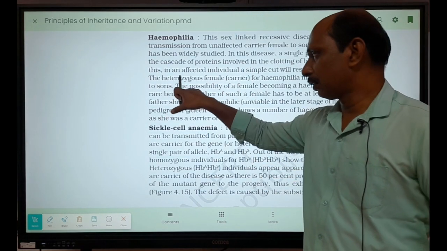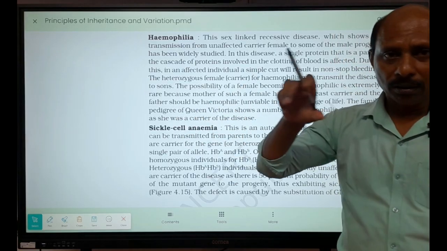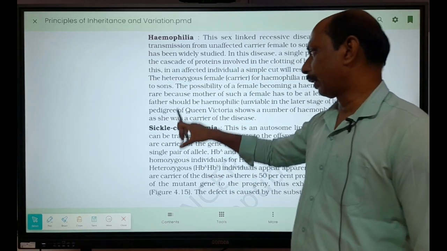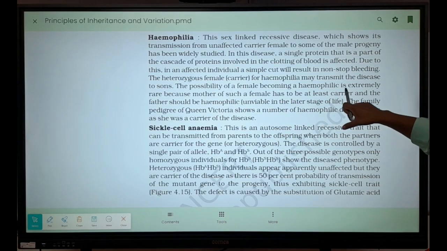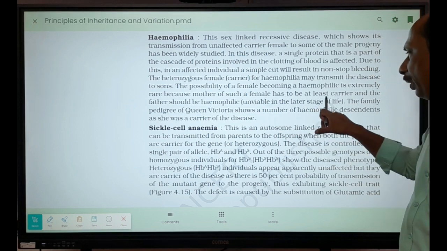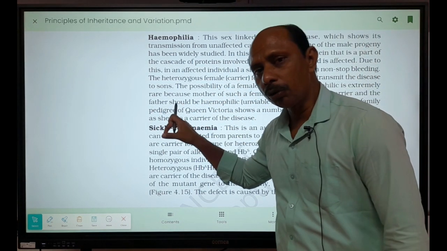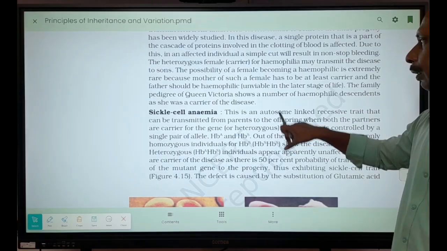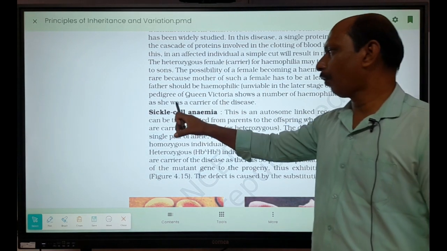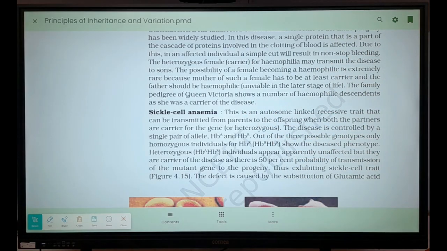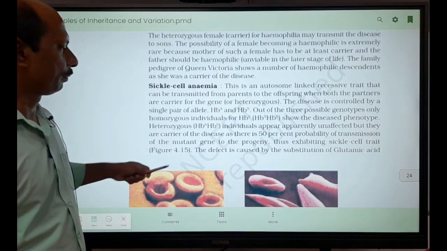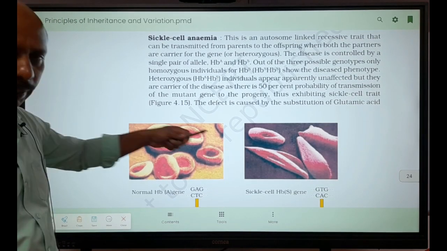But if this is a recessive trait and it is present in a son, he becomes affected. The possibility of a female becoming hemophilic is extremely rare because the mother of such a female has to be at least a carrier and the father should be hemophilic, and such females are unviable in the later stage of life. The family pedigree of Queen Victoria shows a number of hemophilic descendants as she was the carrier of the disease. Sickle cell anemia, second one is there.